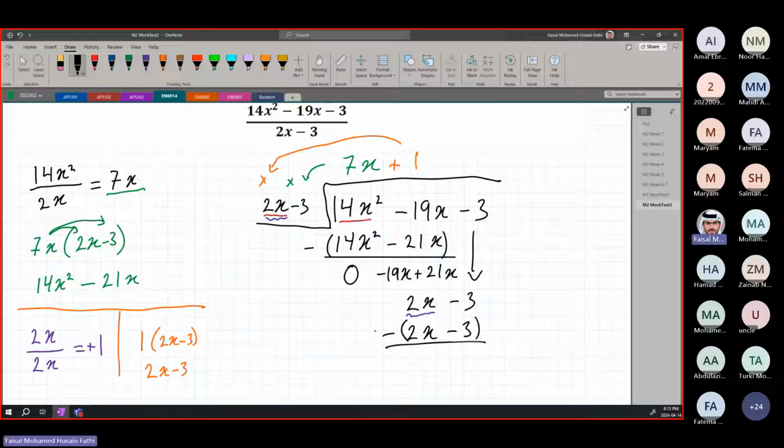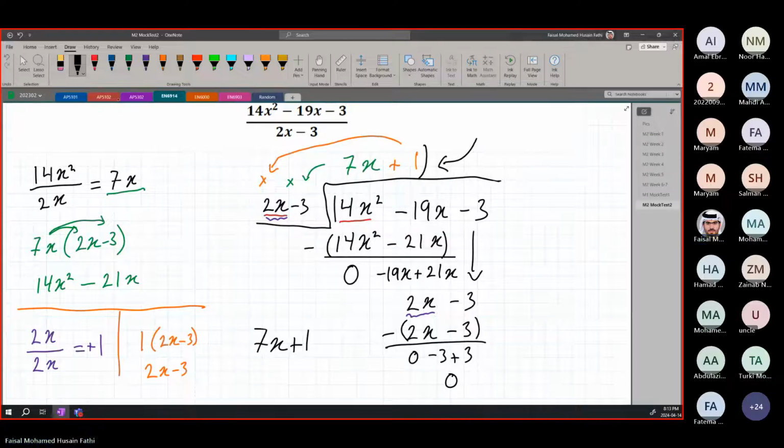In this case, it's very simple. All of this is going to cancel each other out because 2x minus 2x is just 0. Again, if you don't get 0 here, just know you made a mistake in your second step. Minus 3 plus 3, minus times minus becomes plus, so it equals 0. So we have no remainder. So our answer is simply going to be 7x plus 1. This is the answer to this question.